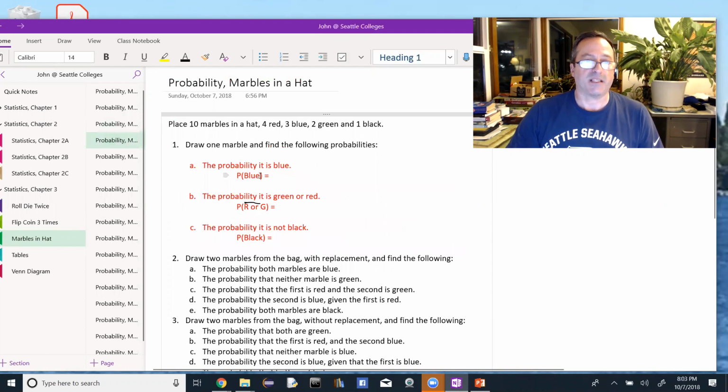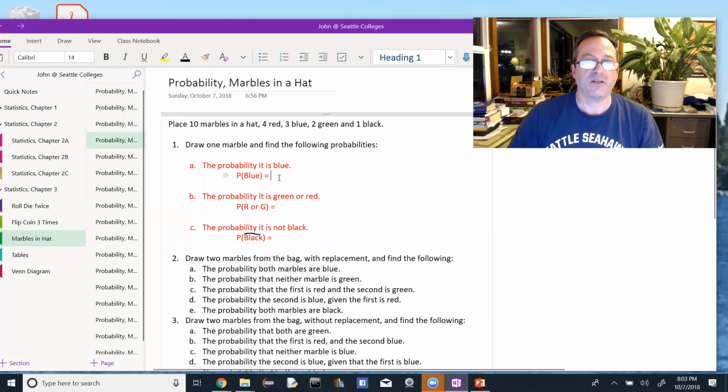I can write probability that it's blue. Find the probability that it is red or green, or the probability that it is not black. So I can put the bar over the black, not black.